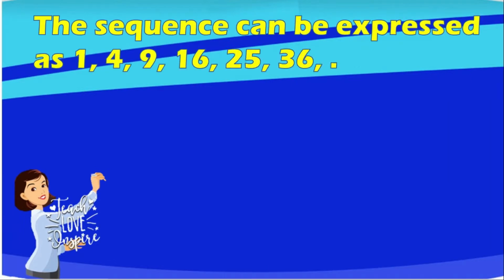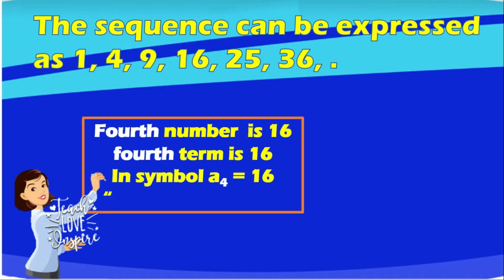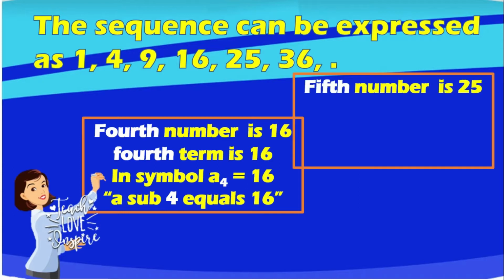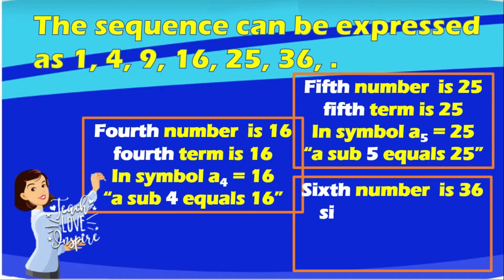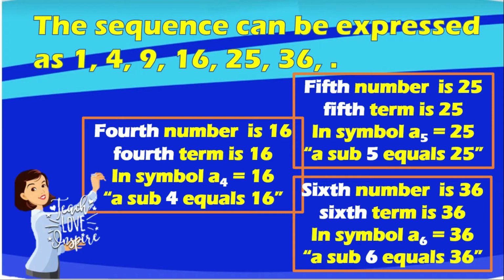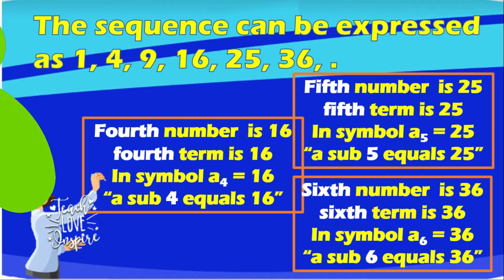The sequence, again, is 1, 4, 9, 16, 25, 36. The fourth number is 16, so the fourth term is 16. In symbol, we say a sub 4 equals 16. The fifth number is 25, so the fifth term is 25. In symbol, a sub 5 equals 25. And the sixth number is 36, so the sixth term is 36. In symbol, a sub 6 equals 36.